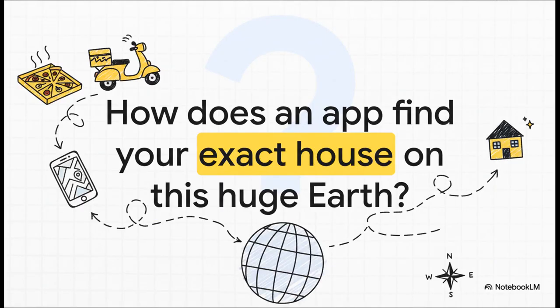Okay, let's dive right in. I have a question for you. You order some biryani on Zomato, right? And poof, in 30 minutes, the delivery person is right at your door. How? How on this massive, round Earth do they find your exact house? It's not magic, Beta, but trust me, it's just as cool.